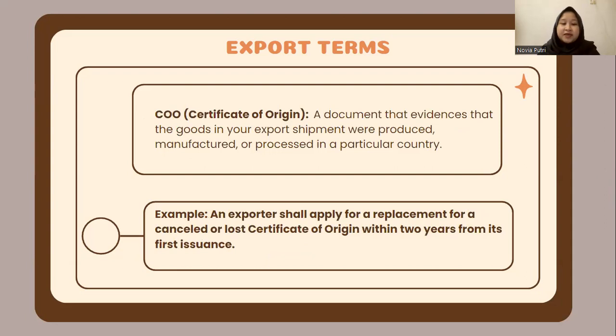And then the next one is COO, Certificate of Origin. It's a document that evidences that the goods in your export shipment were produced, manufactured, or processed in a particular country. For example, an exporter shall apply for a replacement for a cancelled or lost certificate of origin within 2 years from its first issuance.